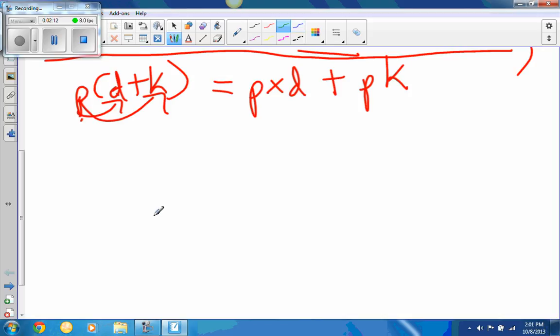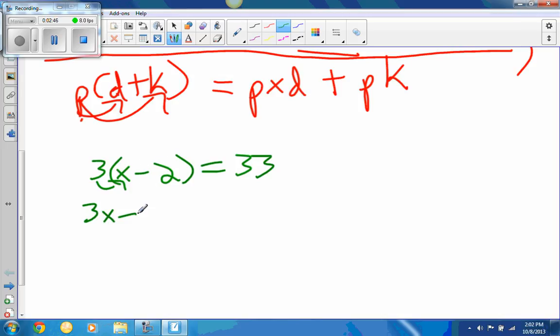So now let's actually look at an equation that has the distributive property in it. Remember, an equation has equal signs, and we need to have some parentheses to show the distributive property. So the first step is I have to distribute this 3 to everything in here. So I'm going to go 3 times x, which would be 3x. This says minus, so 3 times a minus 2 would be minus 6.